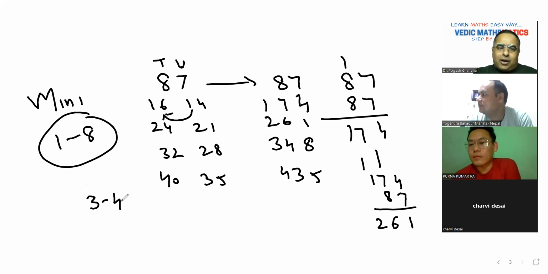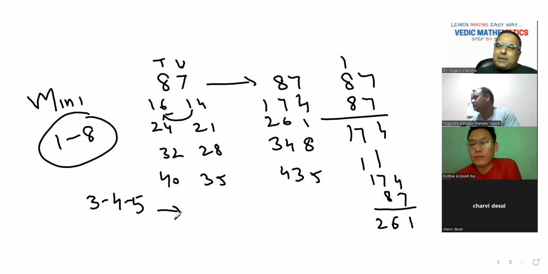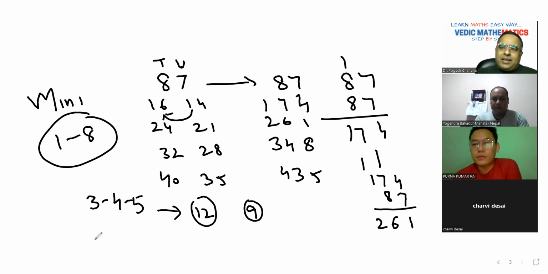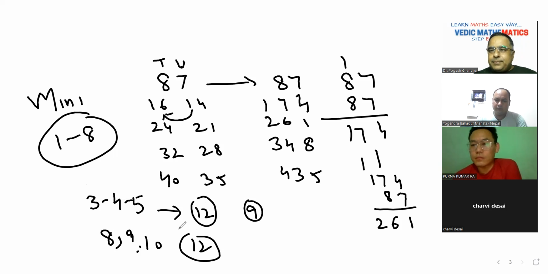In 3rd, 4th, 5th class, they know up till 12, or at least 9 they know. But the irony, the negativity is, even class 8th, 9th, 10th, they also know only up till 12. This is the worst situation.